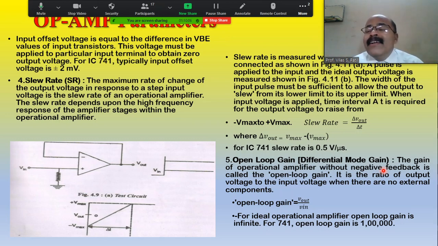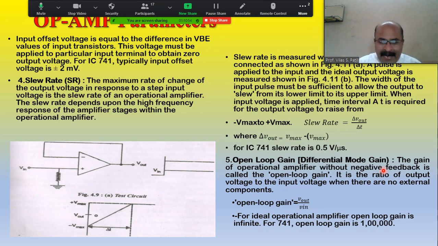We have to loop some of the output voltage, that is a small part of the output voltage, back to the input. That process of injecting a very small part of the output back to the input is known as feedback. If the phases of output and input are different, that feedback is known as negative feedback. If the phases are the same, it is known as positive feedback. Okay, this is the history.